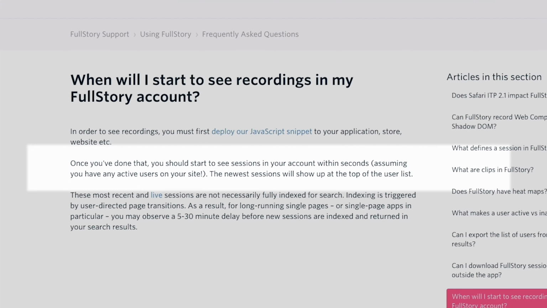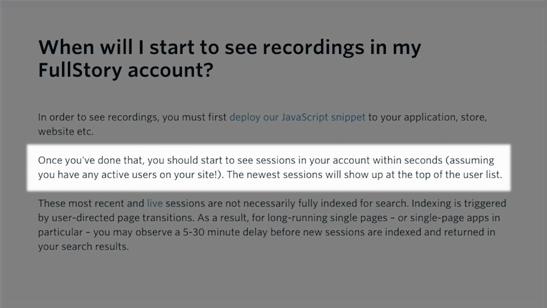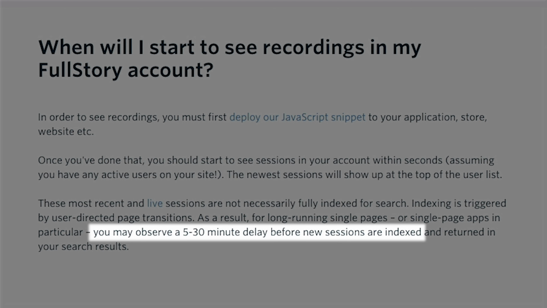It says, sessions should appear right away. But there might be a 5 to 30 minute delay before a session is indexed. This would have been useful to know without having to read the support page. Why don't you just include it at that page? One hour later. After about an hour, I finally got a live session, finally.